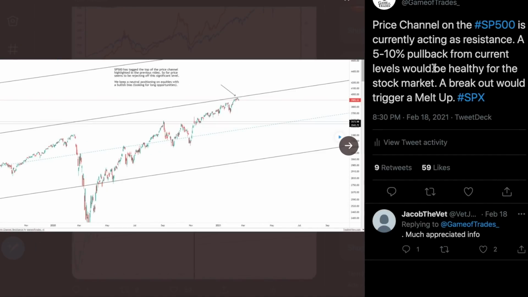And we said a 5 to 10% pullback from current levels would be healthy for the stock market, right? But if we break out, that would be the melt up scenario, right? And we would have an acceleration of that uptrend. But so far, it's still too early to say exactly what's going to be happening over the next few days. But so far, it does seem like we're having quite a significant reaction off that level and that we are going to get potentially a 5 to 10% pullback, which would be healthy.